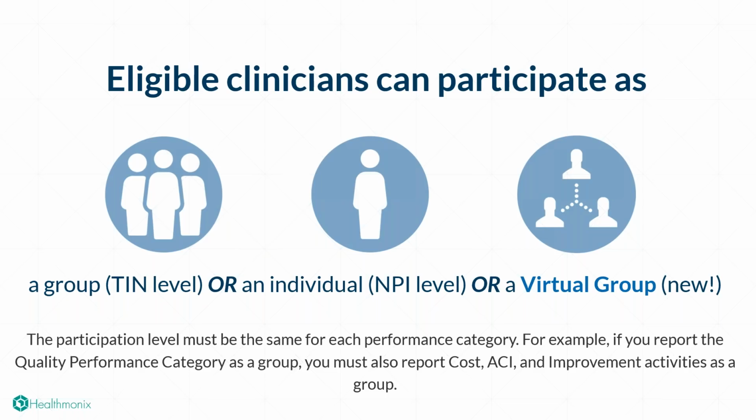Similar for 2018, you must report as a group, individually, or as part of a virtual group for all performance categories. So if you find yourself participating as a virtual group, you must do so for all performance categories. Same thing if you're reporting quality for your individual providers, then you're going to have to do your ACI and IA as individuals as well. So that just must be the same process, individual, group, or virtual group, for each performance category.